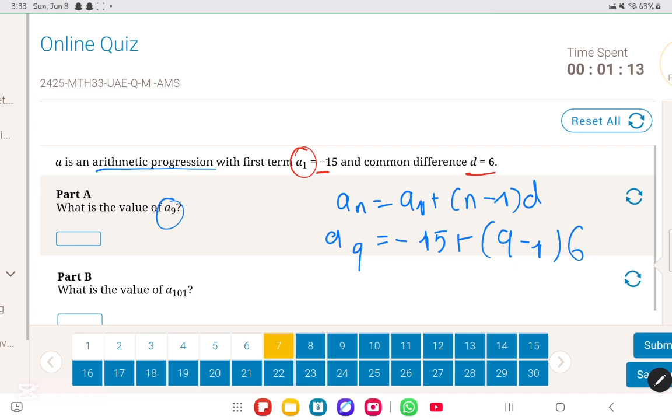What answer are you going to get? So, minus 15 plus 9 minus 1 times 6, it's going to give us an answer of 33. That means, very simply, a9 is equal to 33.